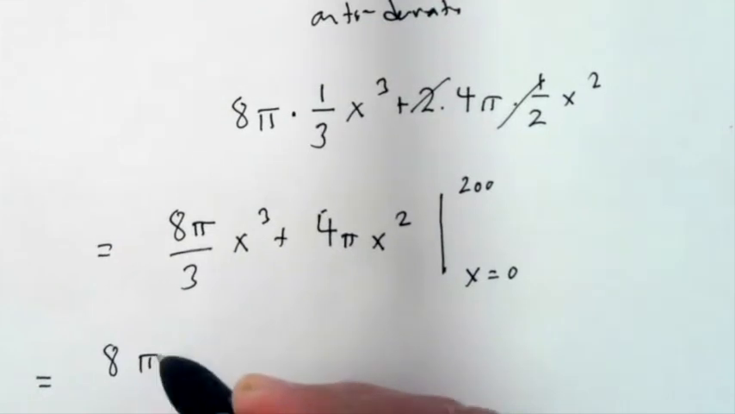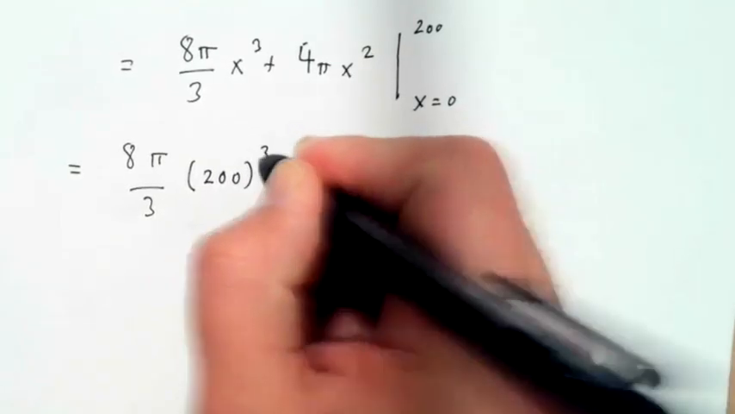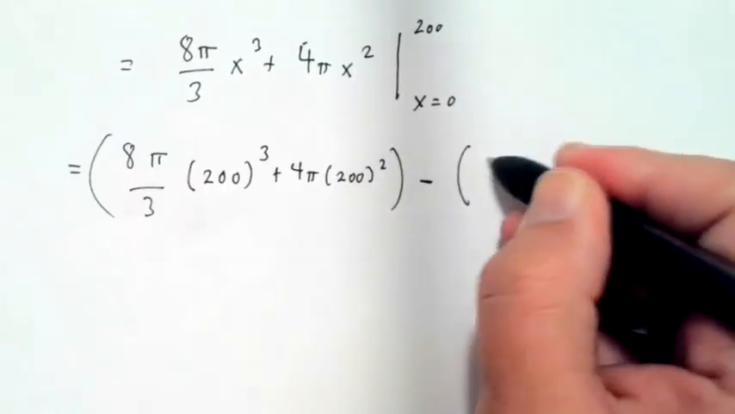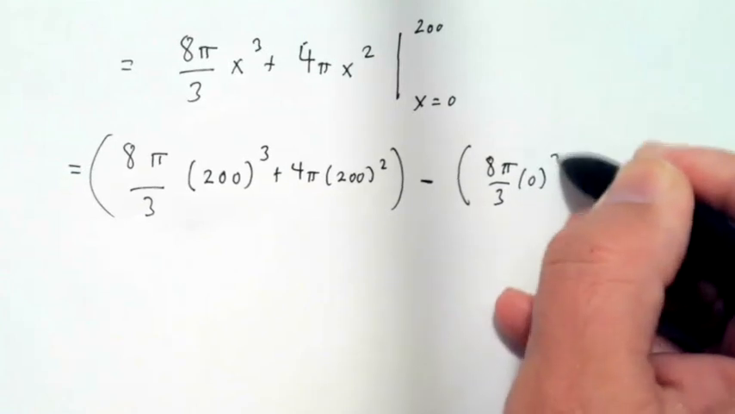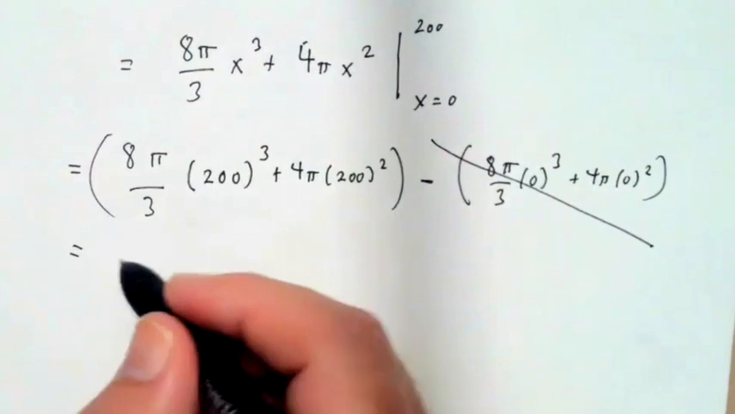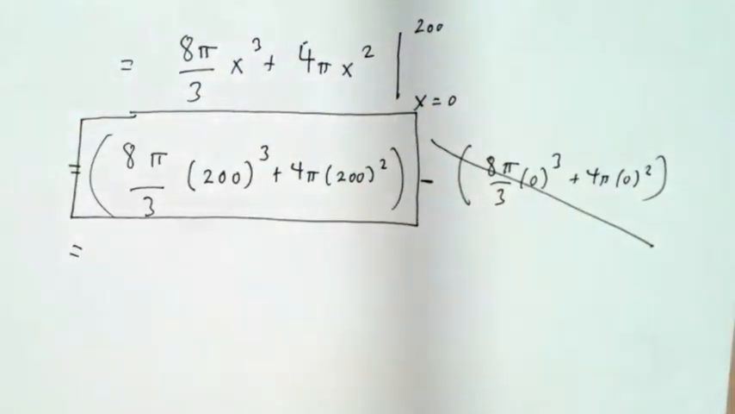So this becomes 8 pi over 3 times 200 cubed plus 4 pi times 200 squared minus 8 pi over 3 times 0 cubed plus 4 pi times 0 squared. This is just 0, and so my exact answer would be expressed in this form. And I don't have to worry about decimals. I could put this in and see what I get.